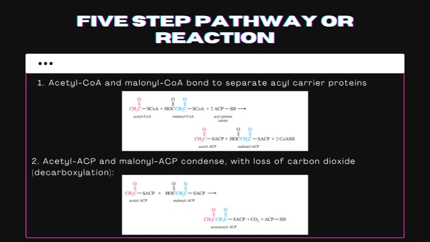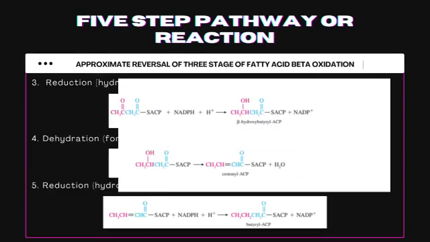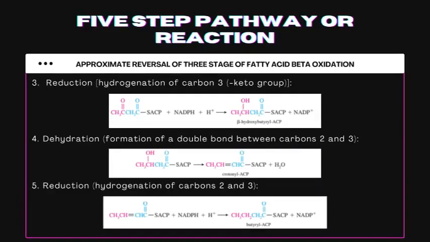Mechanistically, this is a two-step process in which the group is first transferred to the ACP, or acyl carrier protein, and then to the cysteine sulfhydryl group of the condensing enzyme domain. This is the continuation of the 5-step pathway. The 3 steps that follow are approximate reversal of 3 steps in the fatty acid beta oxidation. Step 3. Reduction. Hydrogen of carbon 3, beta oxidation of fatty acid keto group.